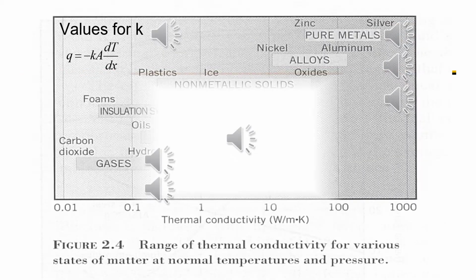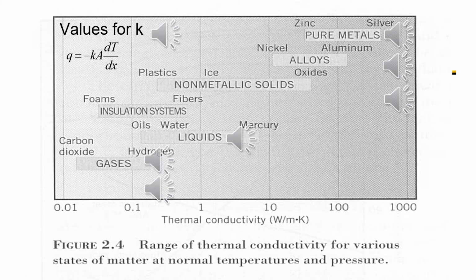Values that you will encounter for conductivity, or K, in Fourier's law, are given in this slide. If you look carefully, you will see that the thermal conductivities of gases are low. Can you think of a reason for this? What do you say?